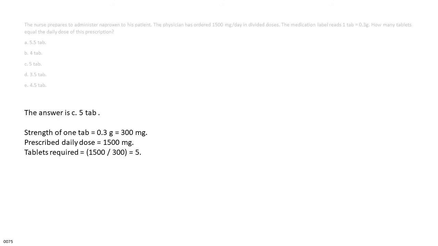The answer is C. 5 tab. Strength of 1 tab equals 0.3 grams equals 300 milligrams. Prescribed daily dose equals 1500 milligrams. Tablets required equals 1500 over 300 equals 5.